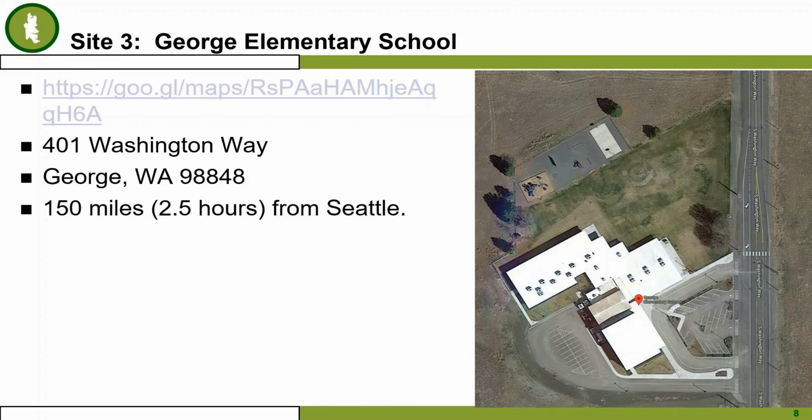And then finally, our number 3 potential launch site was another elementary school, which was even farther, now about 150 miles away from Seattle, or a 2.5-hour drive. And again, this was an elementary school. We called them and obtained permission, and they said that would be no problem. And we were excited to potentially use this site.